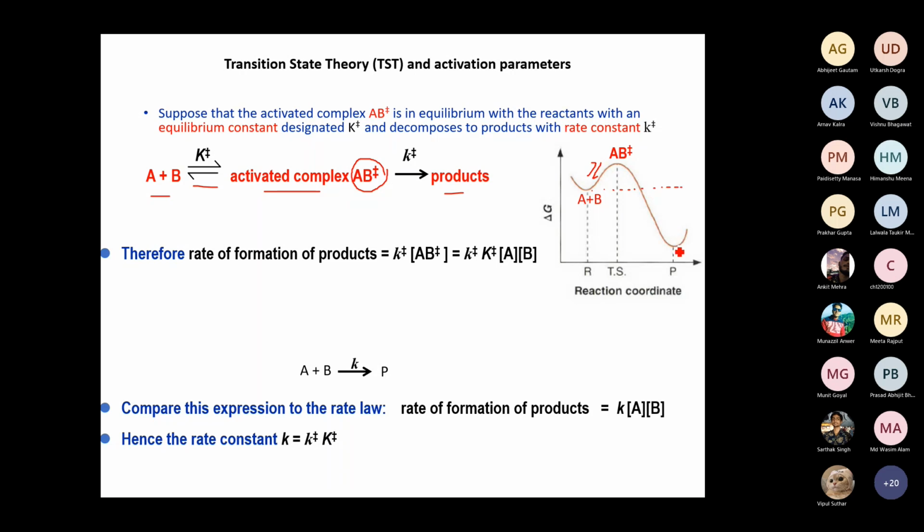Suppose this is highly exothermic, so the product energy is much lower compared to A and B. And suppose here the barrier is small, then the transition state AB can be in equilibrium with A and B. Okay, clear?